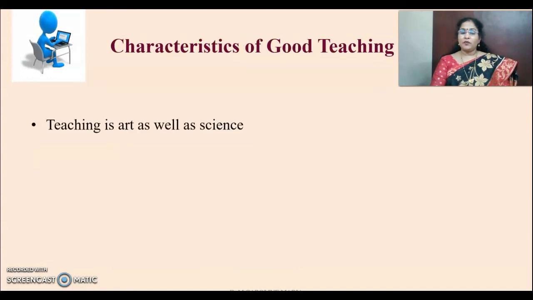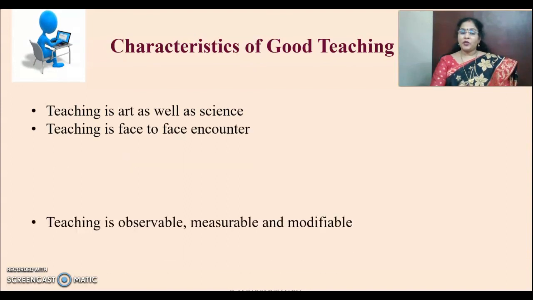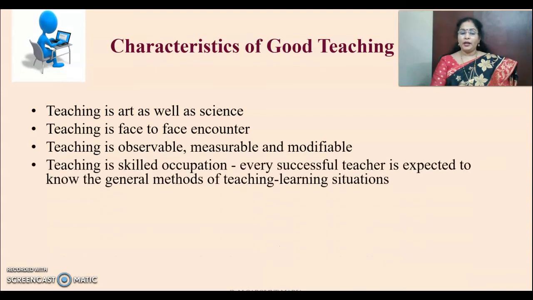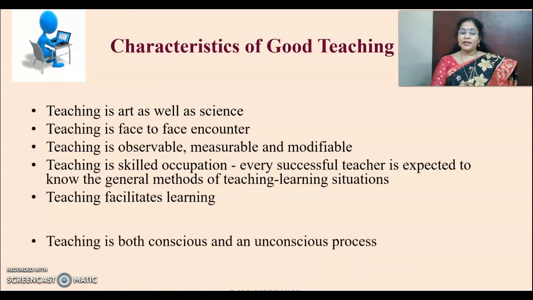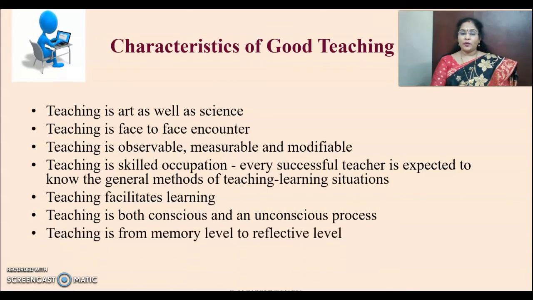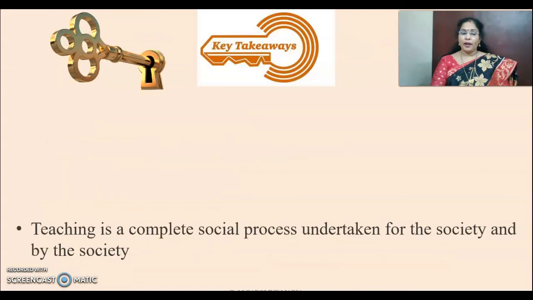What are the characteristics of good teaching? Teaching is an art as well as a science. It is a face-to-face encounter, which can be observable, measurable, and modifiable. It is a skilled occupation where every successful teacher is expected to know the general methods of teaching-learning situations. It facilitates learning in students. Teaching is both a conscious and unconscious process. It is from the memory level to the reflective level. It is a continuous process of training, conditioning, instruction, and indoctrination of the mind.